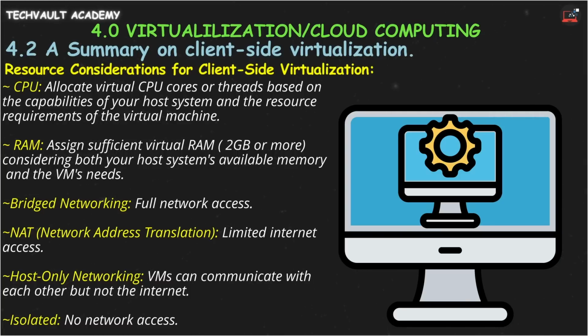Configure appropriate networking options for your VM. Bridge networking offers full network access, while NAT, network address translation, provides limited internet access for the VM. Host-only networking allows VMs to communicate with each other, but not the internet. You can also choose to isolate the VM entirely from the network. The choice depends on your security and connectivity requirements.